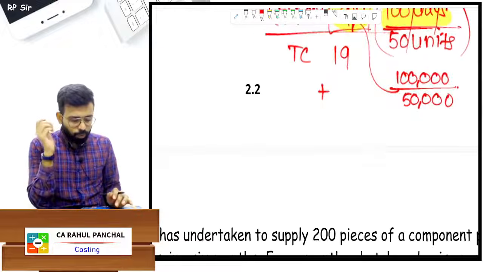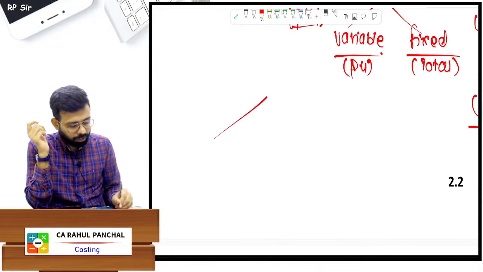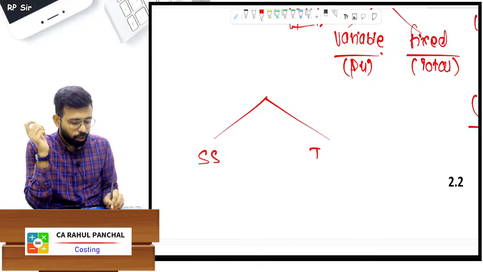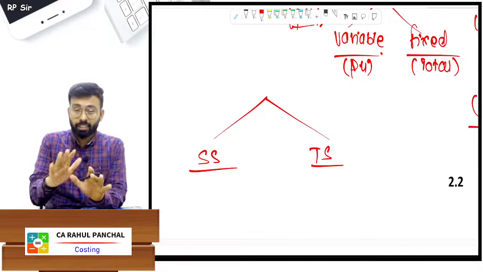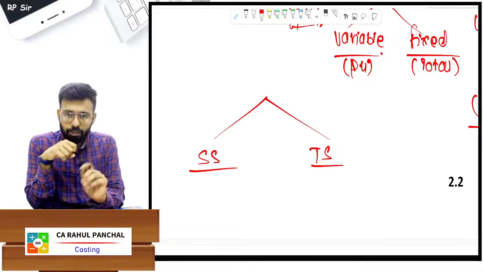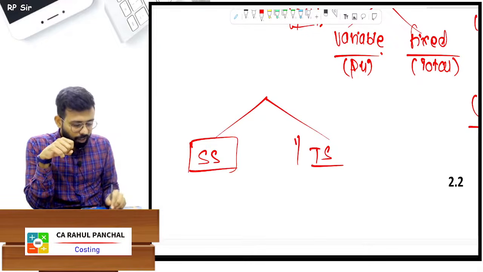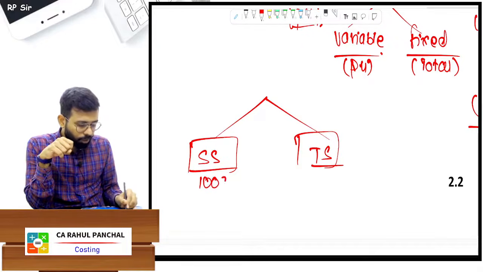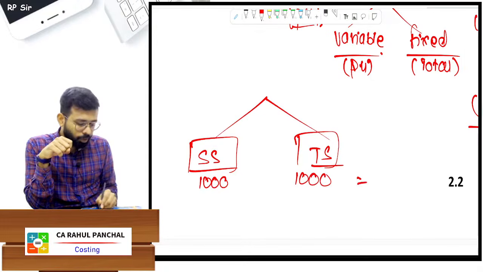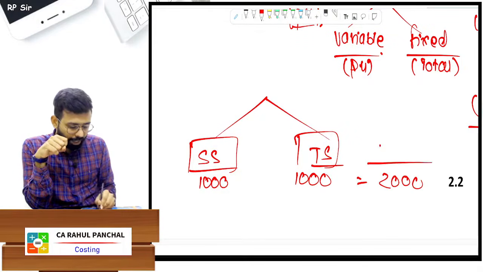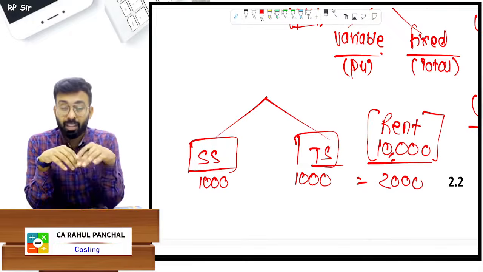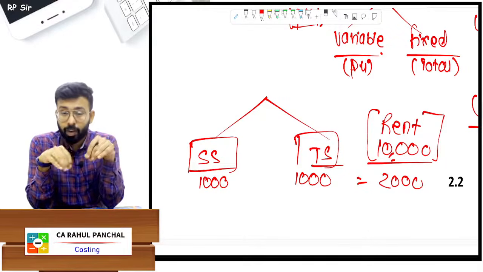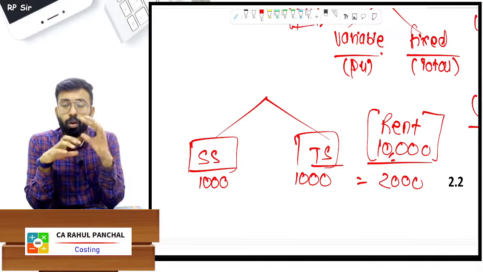Now, but if I tell you something like this, that we have 2 products, one plain sandwich, one toast sandwich. Tell me, which sandwich will require more efforts? We can say toast sandwich. So in that case, if I say that I'm going to make 1000 units of plain sandwich and 1000 units of toast sandwich, so I will make 2000 units, and let us say my rent or electricity bill is 10,000. Is it a better approach to divide 10,000 by 2000? Whether it is the right approach or wrong approach, tell me.